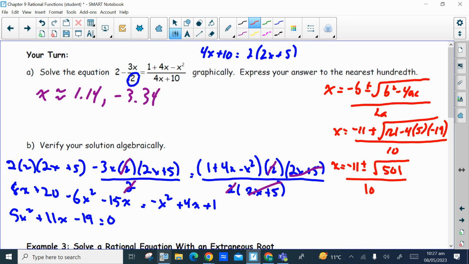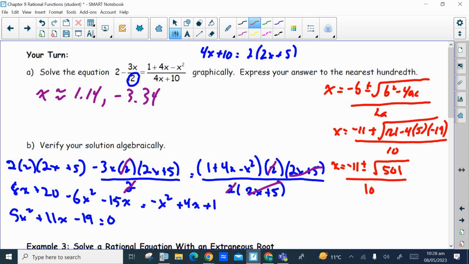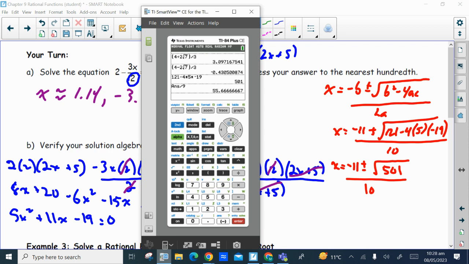Which I think is a prime number. Obviously, it's not divisible by 4 because it's not an even number. Let's see if it's divisible by 9. No, not exactly. Wouldn't be divisible by 16. Wouldn't be divisible by 25. I think it's a prime number. And it doesn't really matter because you can just use your calculator anyways.